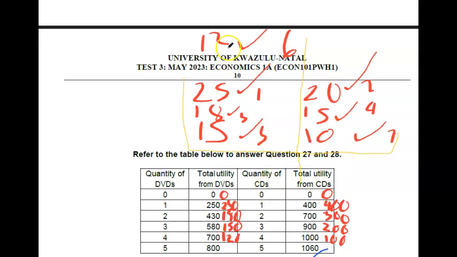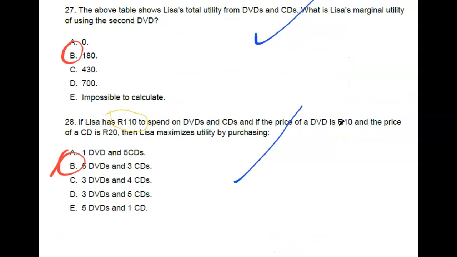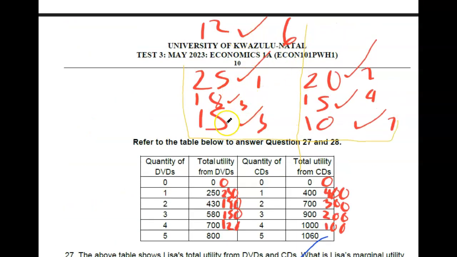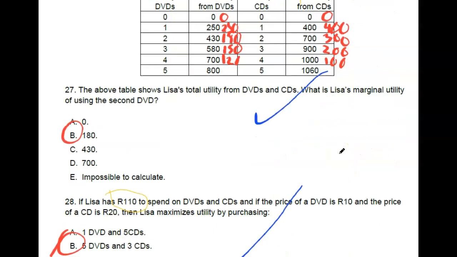If you total it up, remember, DVDs are 10 rand each. 10, 20, 30, 40. CDs are 20 rand. Actually, the answer I got is 5 DVDs. 1, 2, 3, 4. Oh, sorry, I forgot to look at this number also. 6. So that's also in there. So 1, 2, 3, 4, 5. 5 times 10 is 50 rand. 50 rand plus 60 rand, that's 110. I maximized my utility.